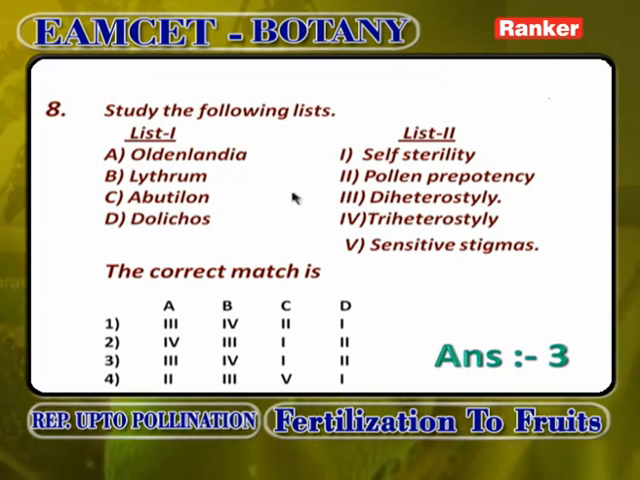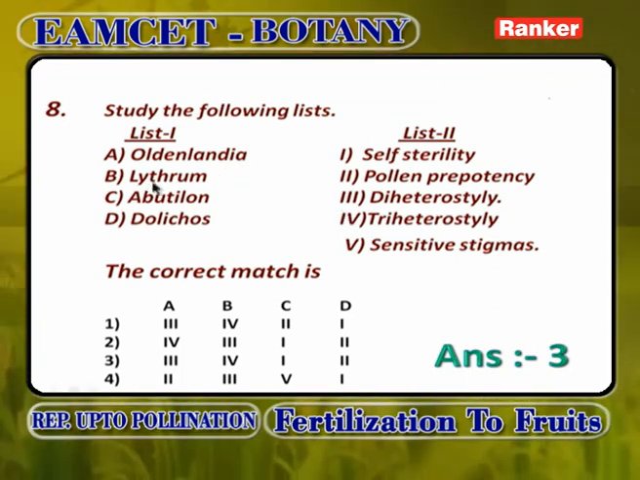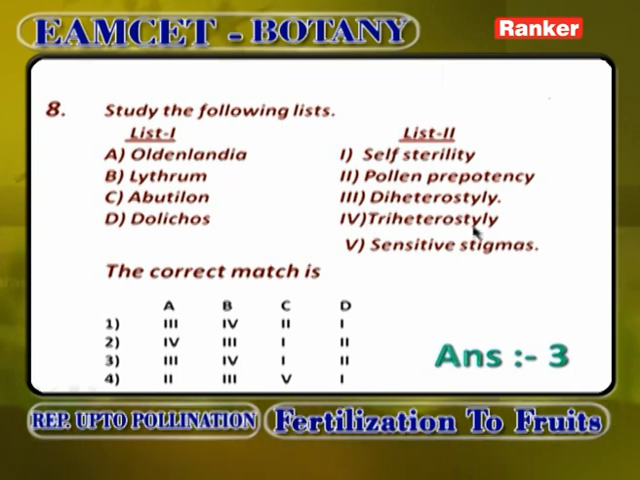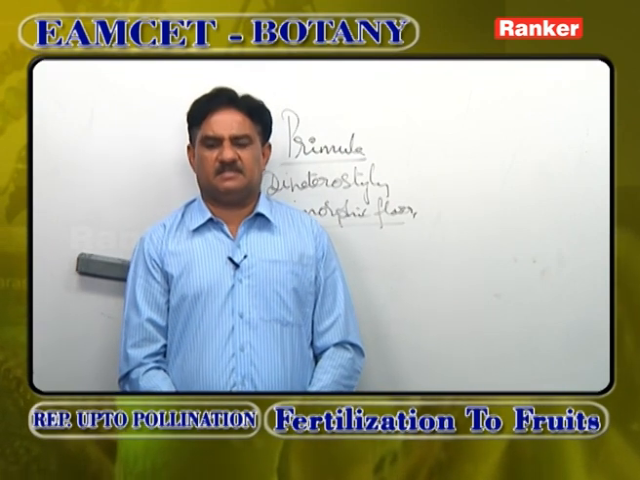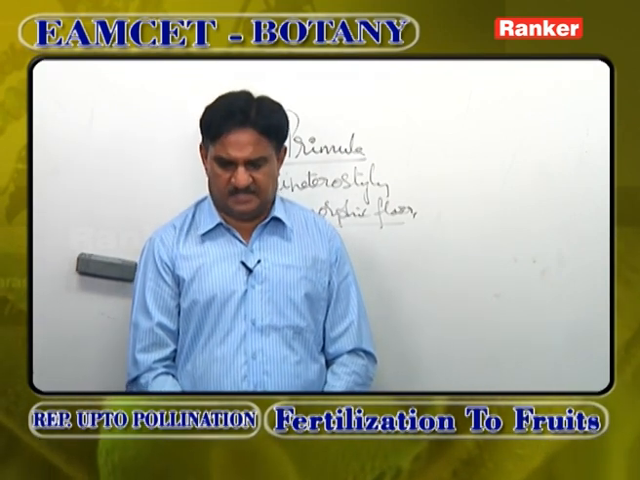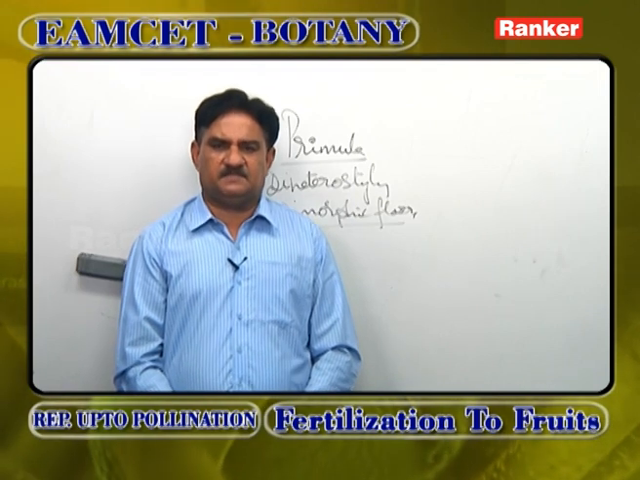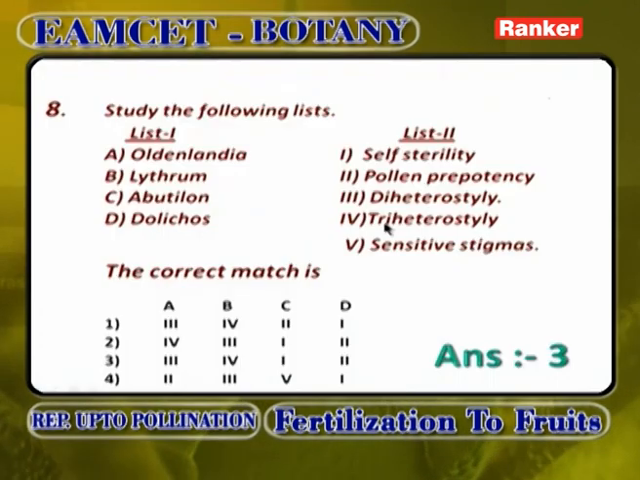What is Oldenlandia? Diheterostyle. Just now I explained about primula. For diheterostyle, there are 2 examples, primula and Oldenlandia. B is 4. What is B? Lythrum. Lythrum shows triheterostyle. Triheterostyle means 3 different heights of styles: long styles, short styles, medium styles, long stamens, short stamens, medium stamens. So 3 different heights of styles are present in Lythrum and oxalis.